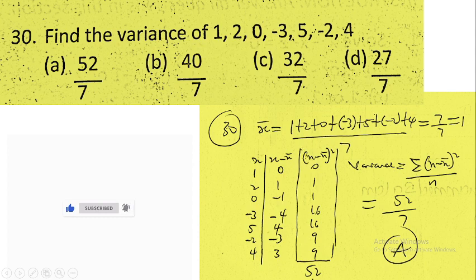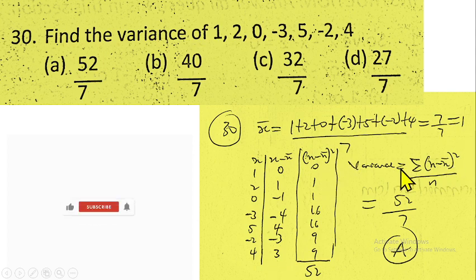So you can tabulate what you're having here. x is here. Then you can find x minus x bar. So that will be 1 minus 1, that gives us 0. 2 minus 1 gives us 1. 0 minus 1 gives us minus 1. Minus 3 minus 1 gives us minus 4. 5 minus 1 gives us 4. Minus 2 minus 1 gives us minus 3. 4 minus 1 is 3.